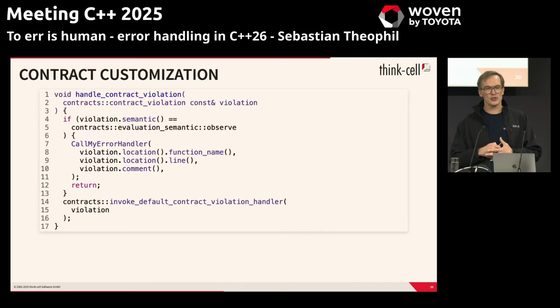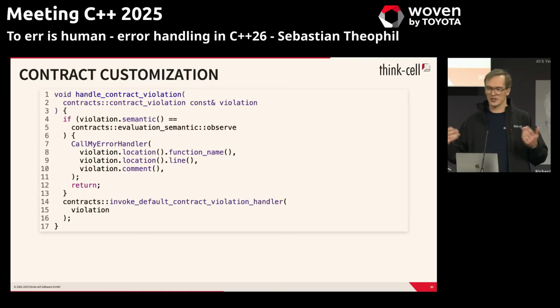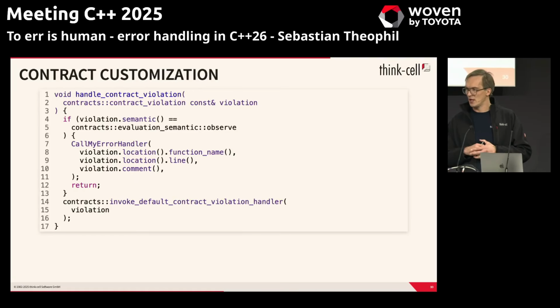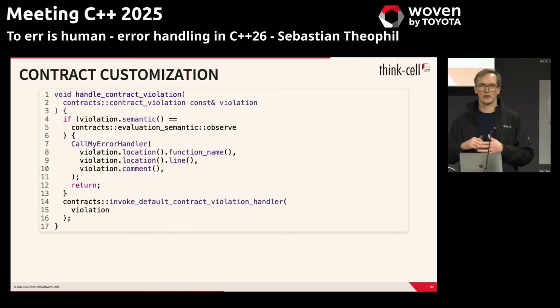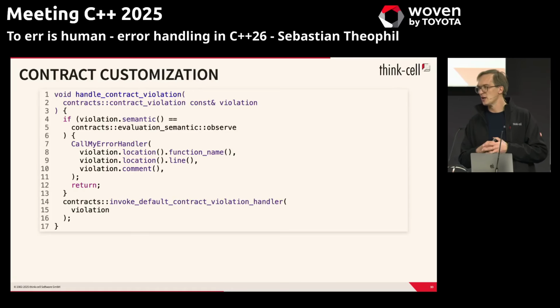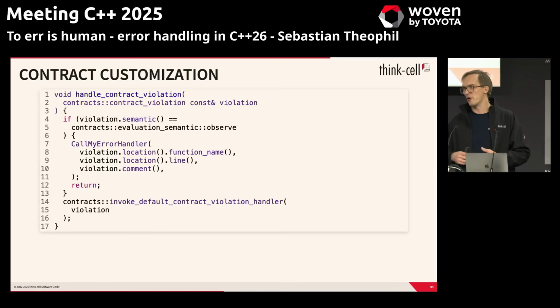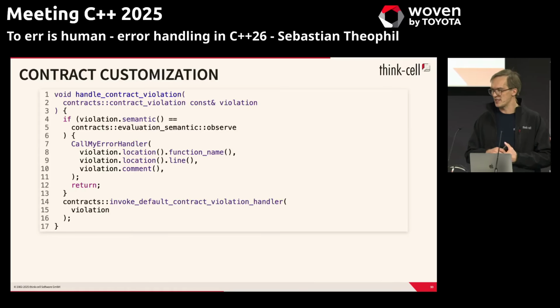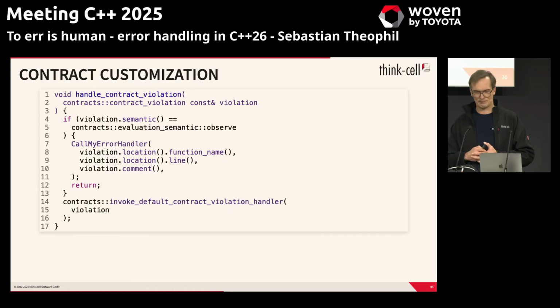So you can also customize the contract violation handler. So this is the function that will be called in case a contract is violated, obviously. So you get an instance of the violation, you can check under what violation semantic you are running, and then you can, for example, defer to your own error reporting mechanism and can say, hey, I encountered this error, log this somewhere, send a message home, whatever.